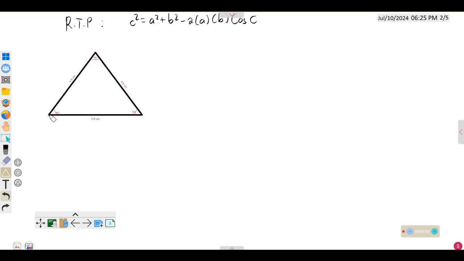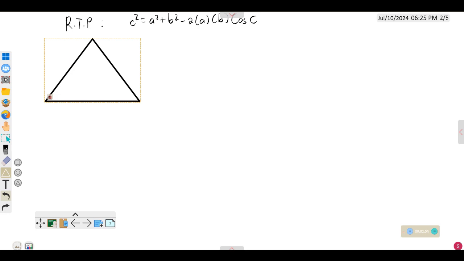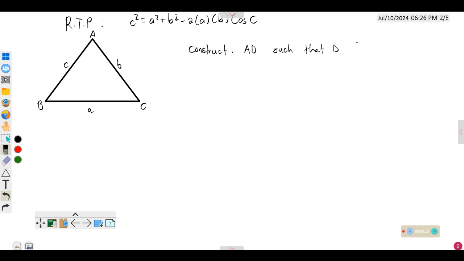Let's say we have a triangle. We have an acute angle triangle, assuming this is an acute angle triangle with these vertices A, B, C, and then we said this is small a, this is small b, and this is small c. First of all, we need to construct, right? So we are going to construct AD again, such that D lies on BC, and also that AD should be perpendicular to BC.